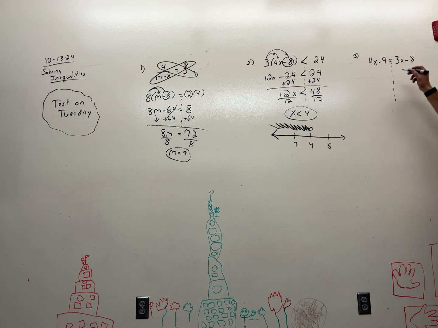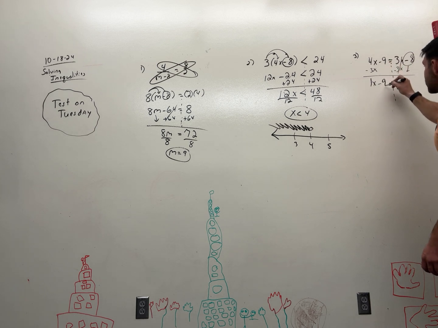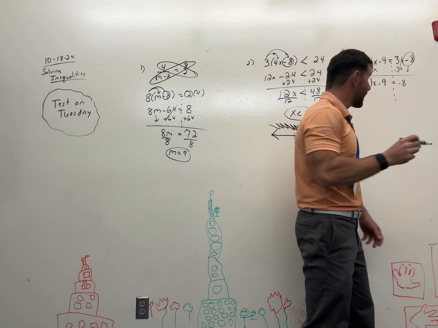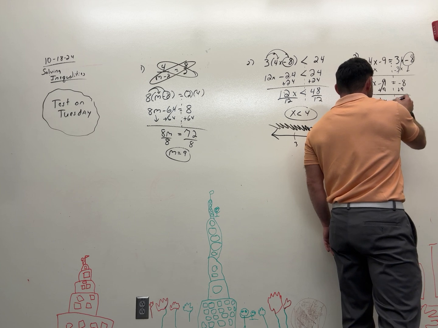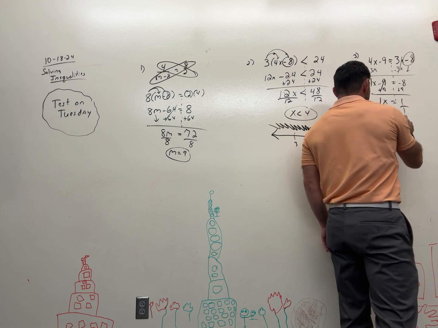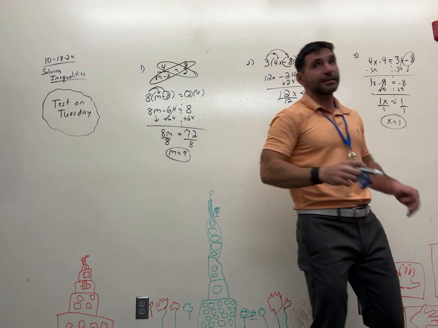So how do I move 3x to the other side? Yep, we're going to subtract 3x from both sides. Wait, so you're saying that we should get negative numbers sometimes now? Yep. So negative 8 comes down equals 1x minus 9. From here, I'm going to add 9 to both sides. That leaves me 1x equals 1. Divide by 1, x equals 1.